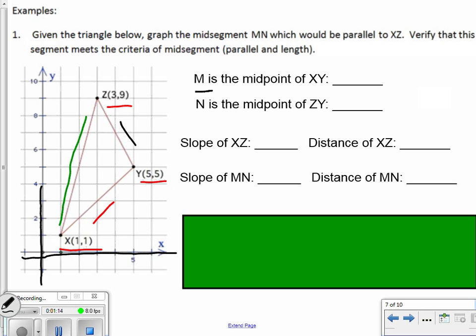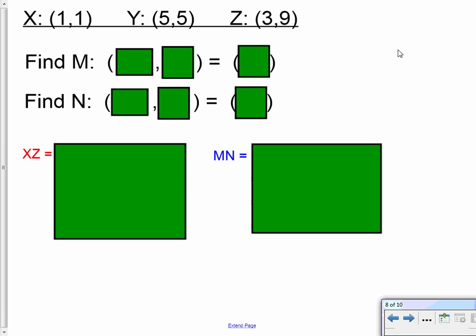And again, I wrote down M is the midpoint of XY. N is the midpoint of ZY. To find out what that is, I don't know if I'm going to have a whole lot of space to do it on this page, so you can follow along still. You should have enough space on yours to do it at some point, but I'm going to go over here and we're going to find out what it is.